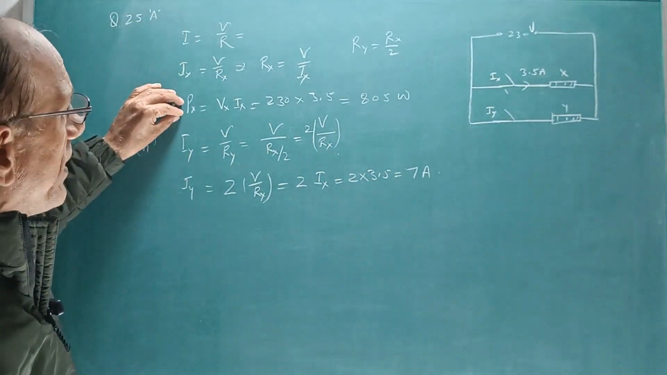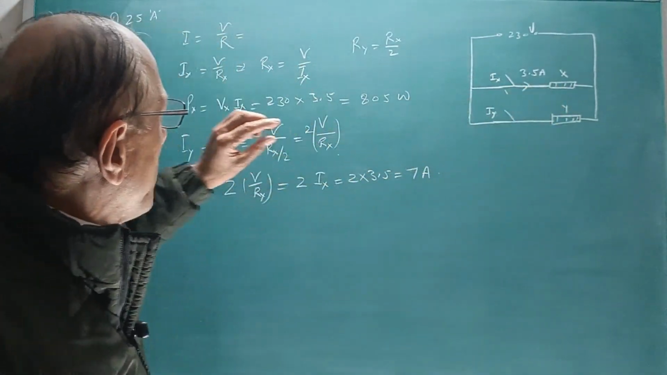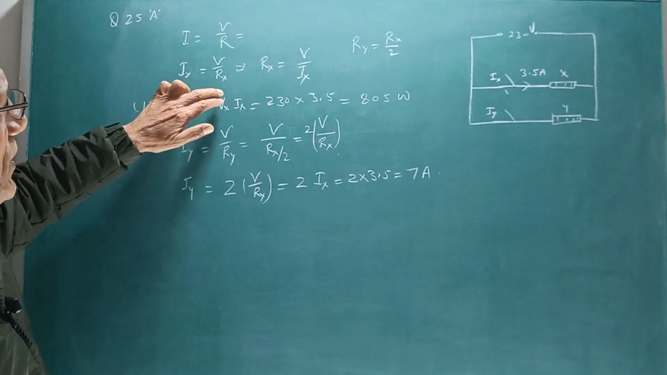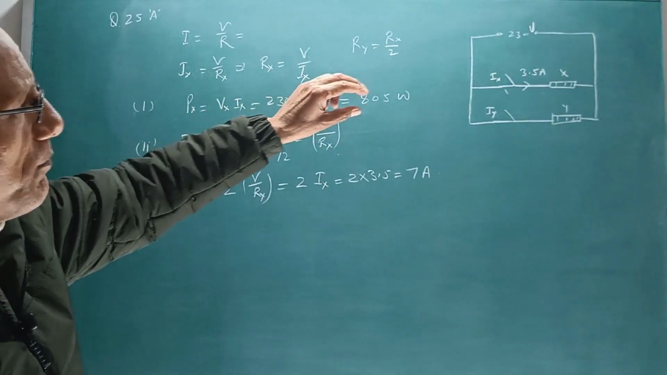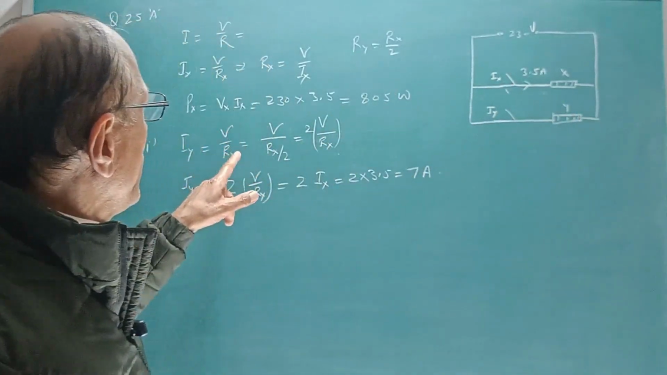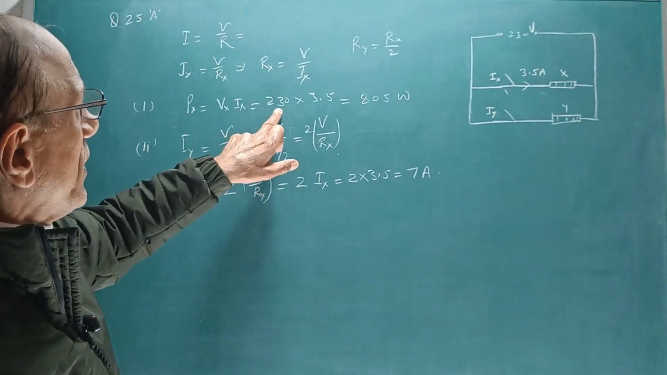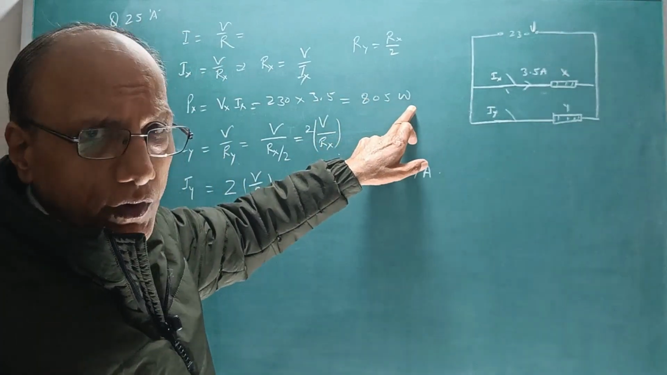to find out the power consumed by the dryer X. The power consumed is always V into I. So Px will be equal to Vx into Ix. Since the voltage for these two is the same as they are in parallel, it will be 230 into the current 3.5 ampere, that will be equal to 805 watt.